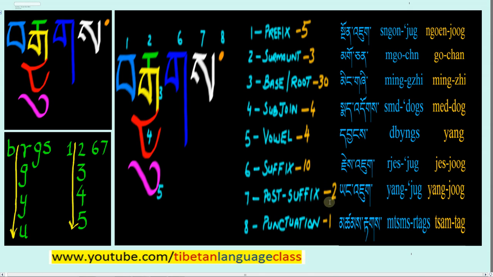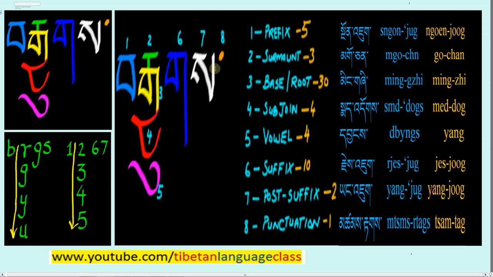And we have 2 letters that could be used as post-suffix letters. And one of the letters is ta, and then there's another letter. So I'll show it to you guys in the next slide. And then the last one here is the punctuation mark. So the punctuation mark in this case would be the tsek.